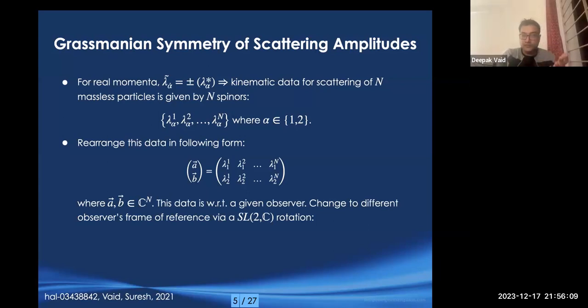Now imagine that you can give a description of a scattering process according to any observer. So if you have a moving observer moving with respect to you, just a second.